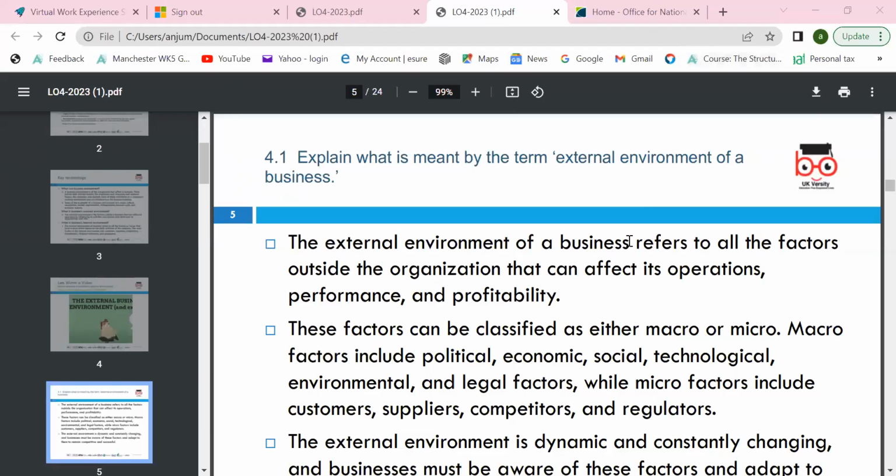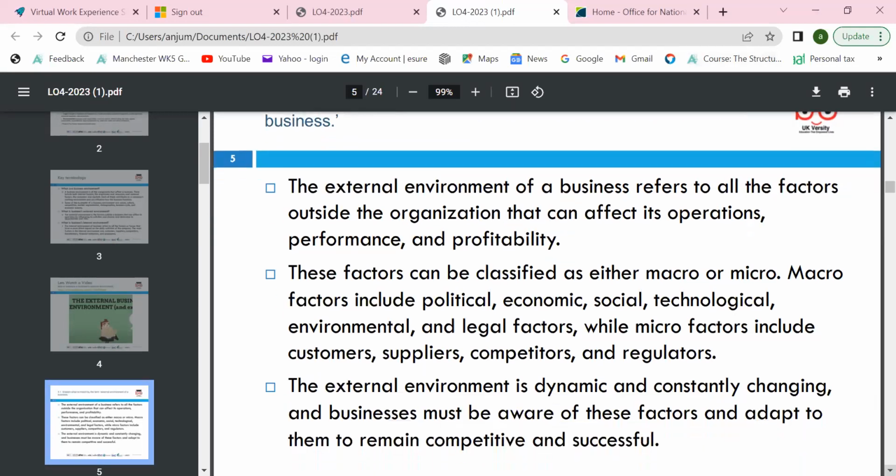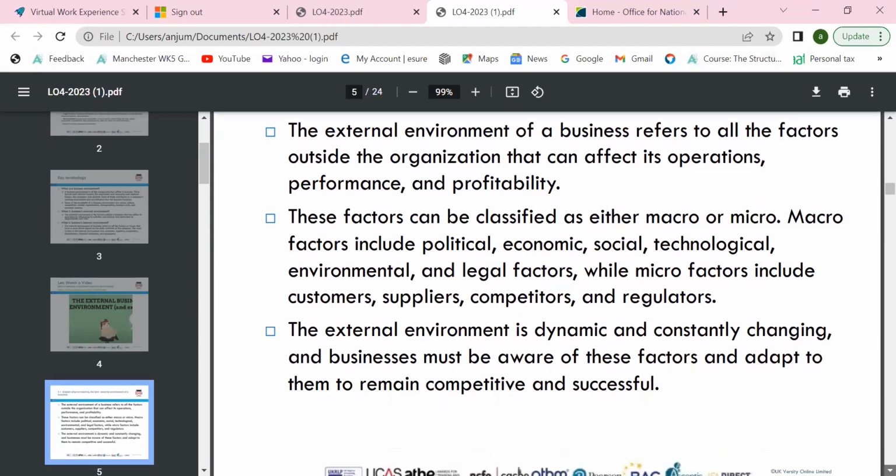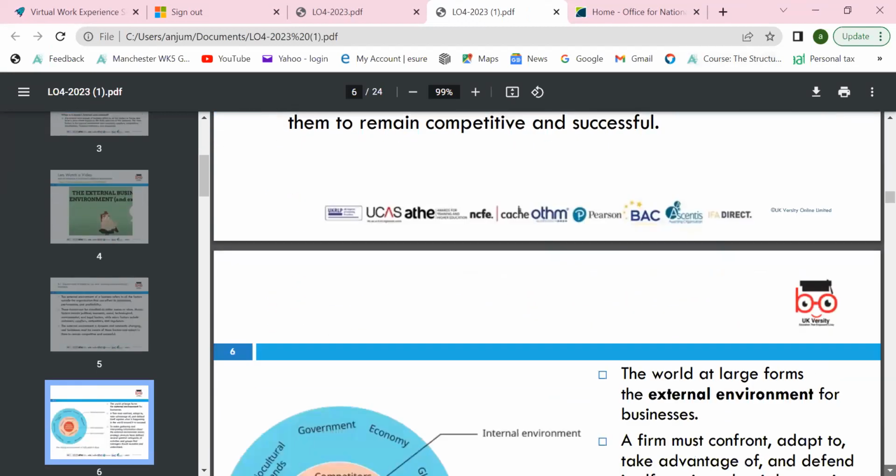External environment refers to all the factors outside the organization that affect its operation. These factors can be micro or macro. Micro is internal, macro is big. Like we said, economic, political, social, technological, legal. These are outside, so it's difficult to control. We have to adjust the operation. We can't really control it. The business must be aware of these factors and adapt, and remain competitive.